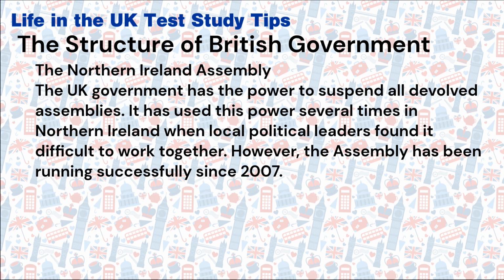The UK government has the power to suspend all devolved assemblies. It has used this power several times in Northern Ireland when local political leaders found it difficult to work together. However, the Assembly has been running successfully since 2007.